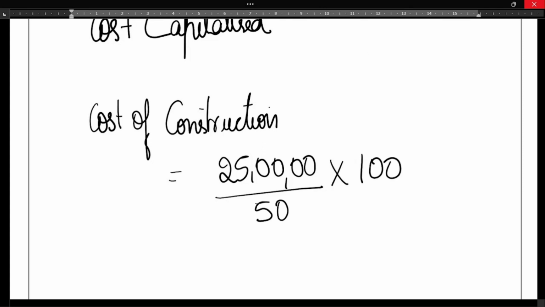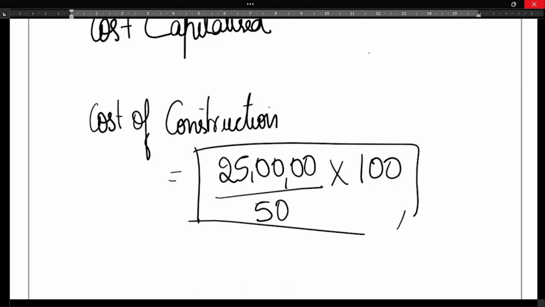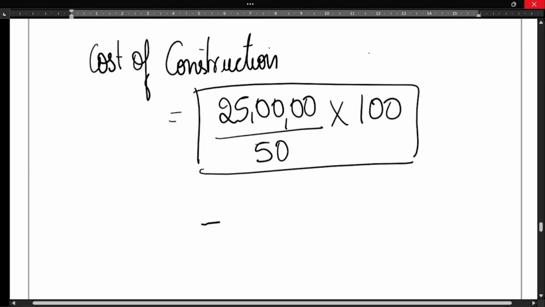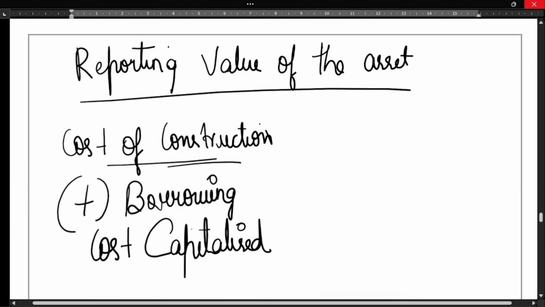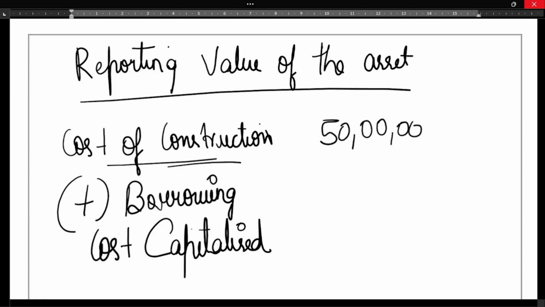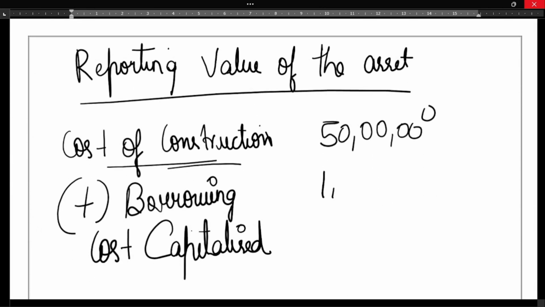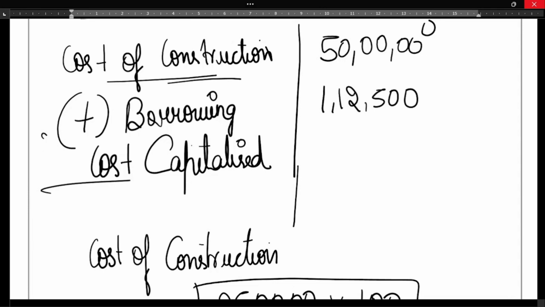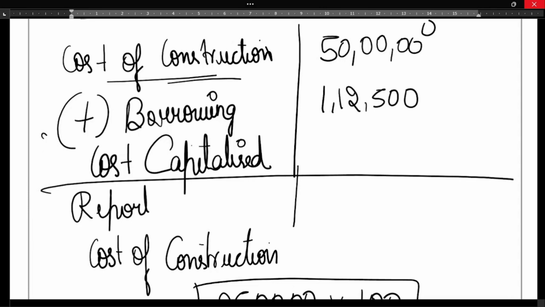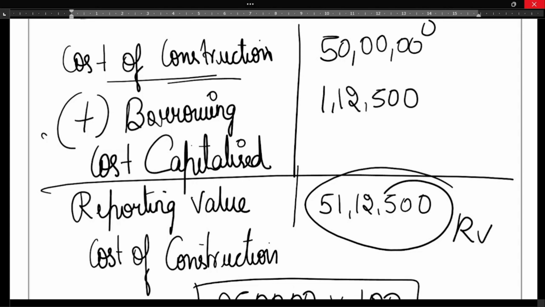So we need it for 100%. So into 100, if you do this you will get 50 lakh. So 50 lakh is the total construction cost of the asset. So construction cost is 50 lakh plus borrowing cost capitalized 1,12,500. If you add both of these, you will get the reporting value. So 50 lakh plus 1,12,500 will be 51,12,500. This is the reporting value of the asset.